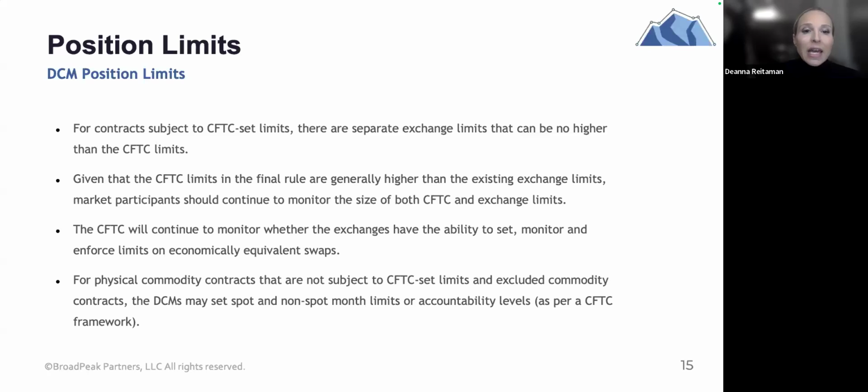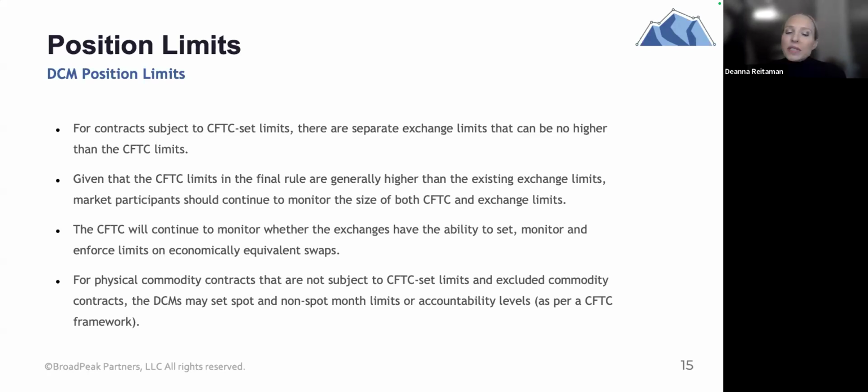Now, the CFTC goes beyond regulating the market participant. They also regulate the exchanges, and they need to make sure that these exchanges have the ability to set, monitor, and enforce these limits. And one of the things that they're focusing on lately is if they're able to set, monitor, and be able to effectively pull in and control the economically equivalent swaps. Because again, after Dodd-Frank, it was all about what sort of risk we are putting on our economy overall in our food supply, for example, which was very, very important to them.